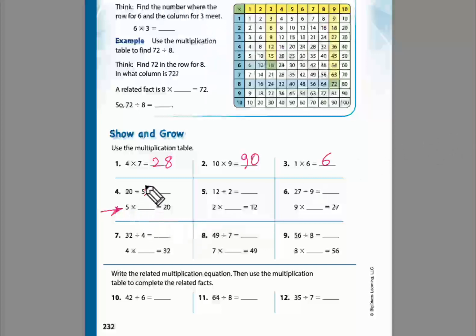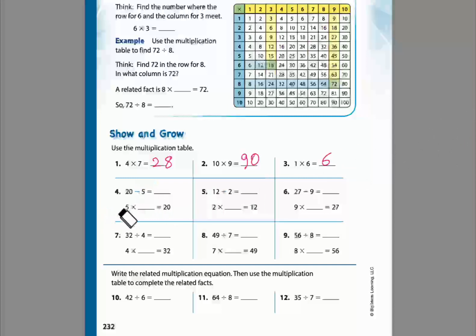In the row 5. Not 4. Okay, so in this row, we need to find 20. Go here. Yes, this is 20 here. This one. And now, when you get to 20, think of which column this is. 4. Exactly. So that's how we use the multiplication table here. So it's 4. Okay, Faris? Thank you, my hero.